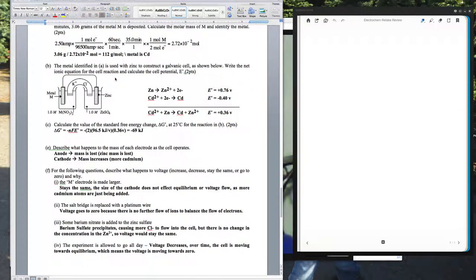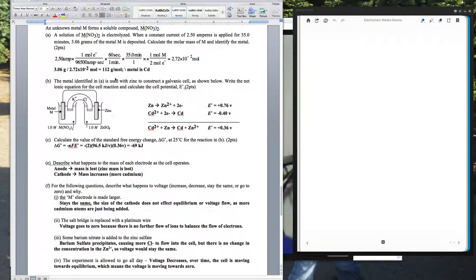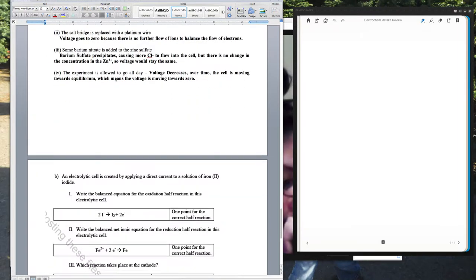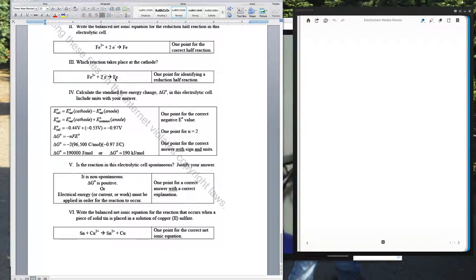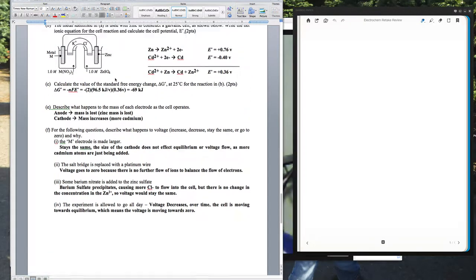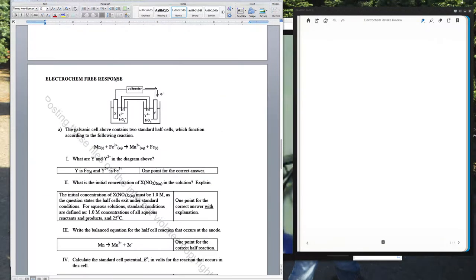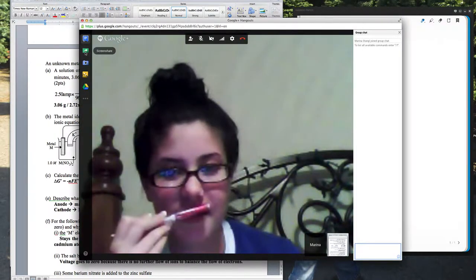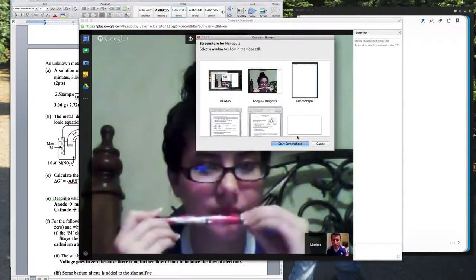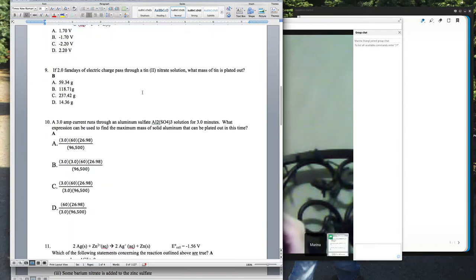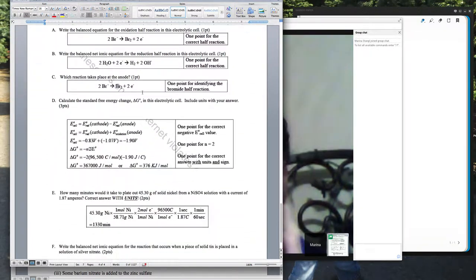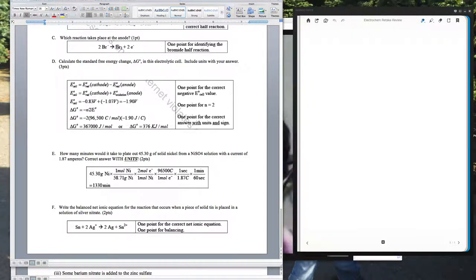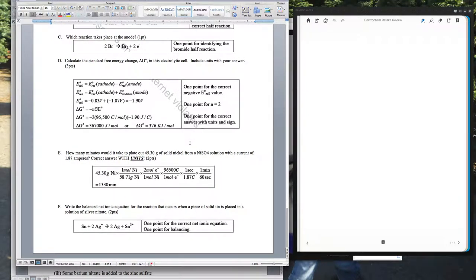That one was about describing what happens to the mass of each electrode. Is that the question? How many minutes would it take for a plate of 45.3? Or the test, the actual test. The actual test, okay. No problem. I can bring that up. Okay, so can you see that right there? Yeah. Okay, so this is my key.